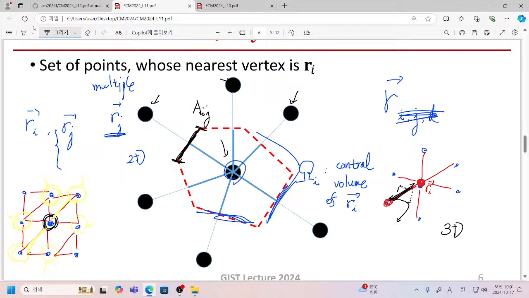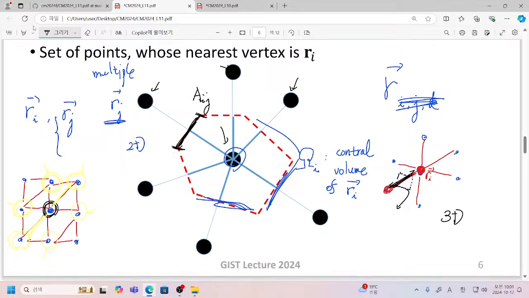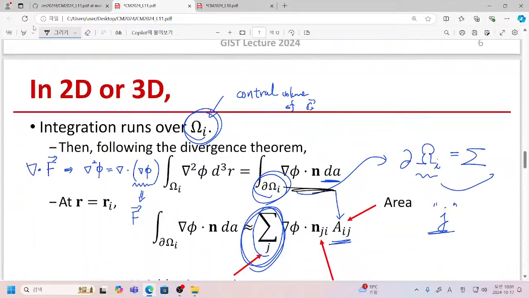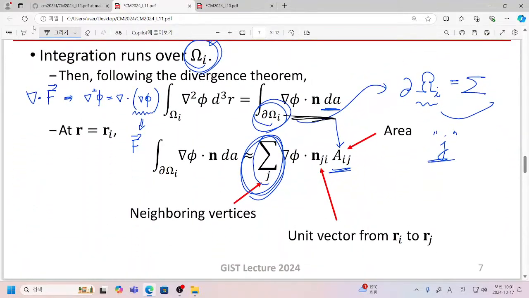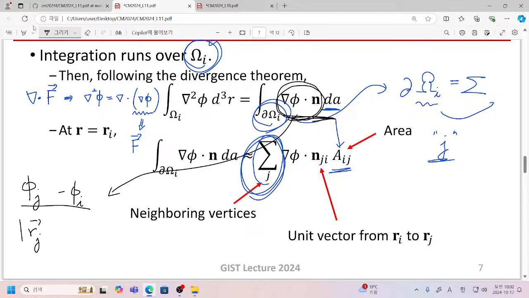So by multiplying these two, we will approximate our equation. For example, here we must calculate the normal component of gradient of phi, but that is just approximated like this: phi j minus phi i, divided by rj minus ri.